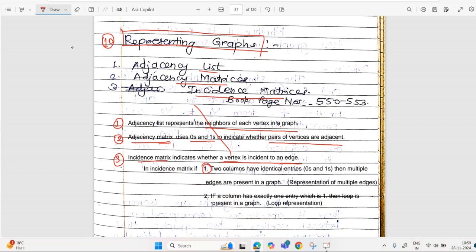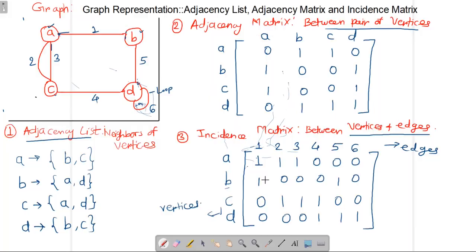Now see, the first observation for the incidence matrix, and why we use it: if two columns have identical entries, then multiple edges are present in the graph. That is how multiple edges are represented. So tell me, are multiple edges present in this graph or not? Yes, there is a presence of multiple edges in our graph.